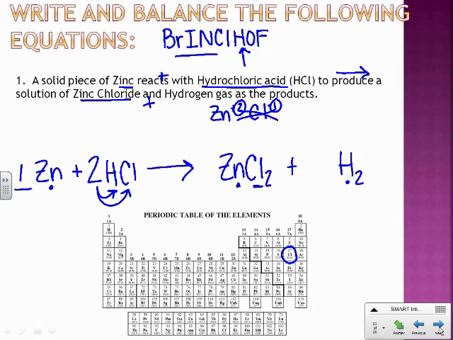Now remember, you can put that 1 there, but you will not see that on your test or your quizzes. It'll just be left blank like this. Zinc plus hydrochloric acid makes zinc chloride and hydrogen gas. There's your final balanced equation.